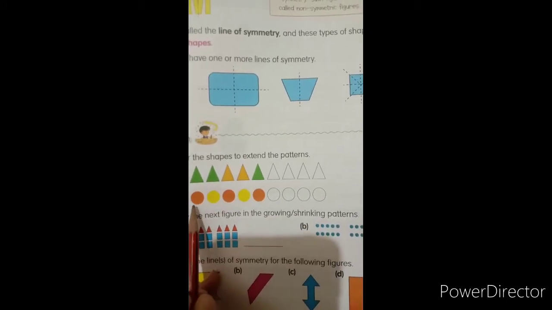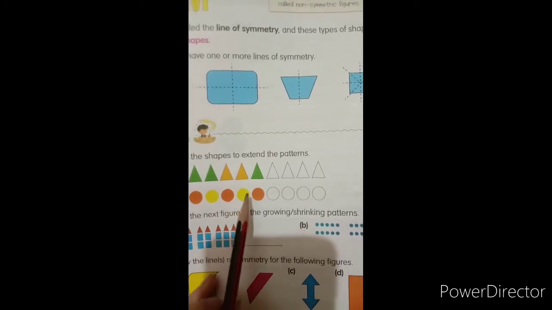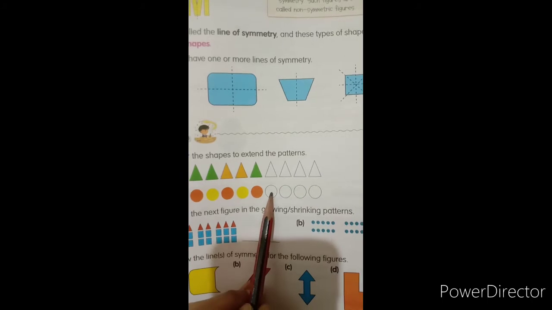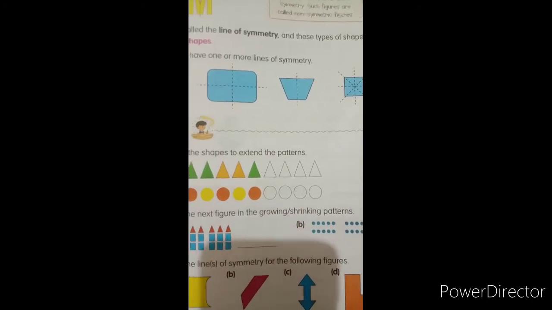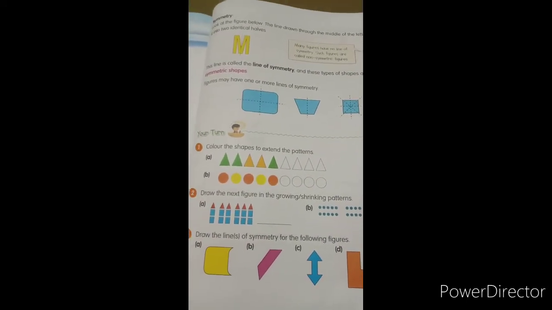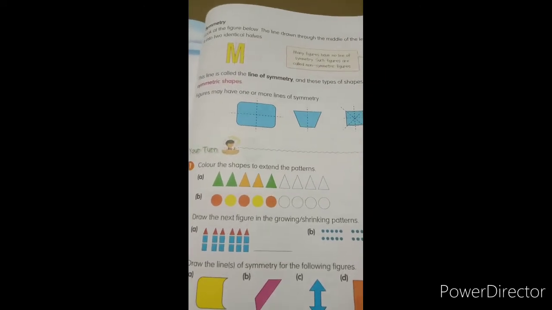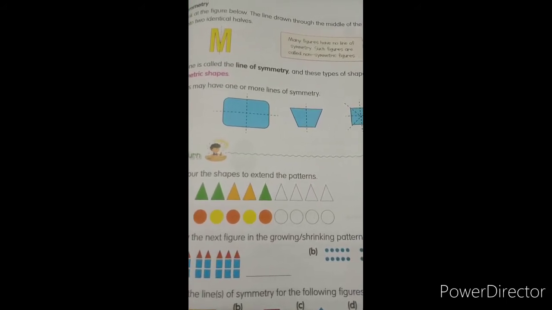Then in the second part, there is 1 red, 1 yellow, 1 red, 1 yellow, 1 red, means this is yellow, this is red, this is yellow, and this is red. Next question is, draw the next pattern in the growing or shrinking pattern. So here a pattern is being followed. Suppose here there are 2 squares and 1 triangle, then 4 squares and 2 triangles, then 6 squares and 3 triangles.